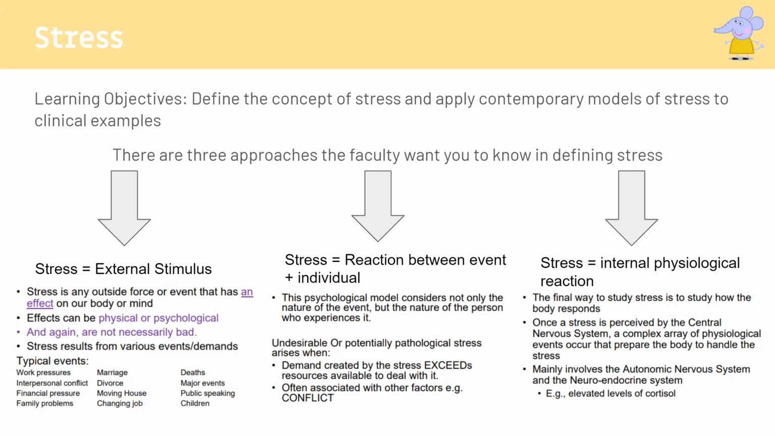And if you're going to regard stress as a reaction between event and individual, this means that it considers not only the nature of the event, but the nature of the person who experiences it. And if you consider it as an internal physiological reaction, it's how the body responds after the stress is perceived by the central nervous system. Then you have a cascade or complex series of psychological or physiological events, and that is how we handle stress. So for example, elevated levels of cortisol.